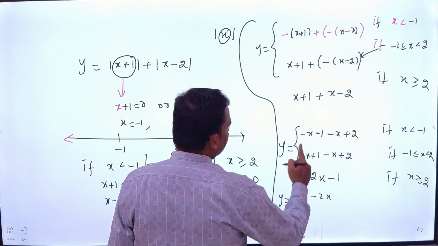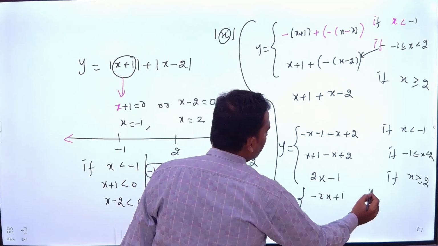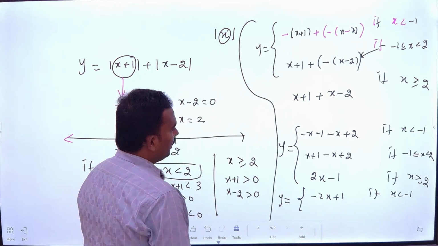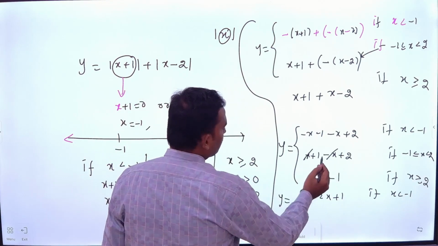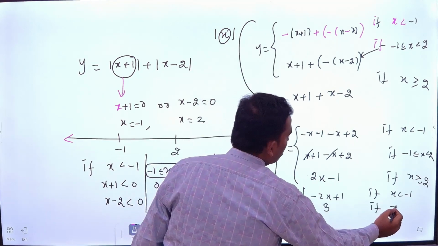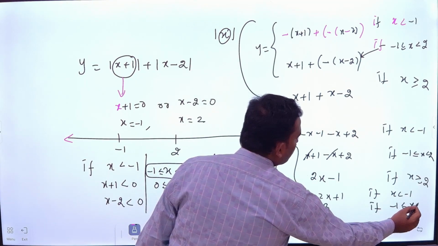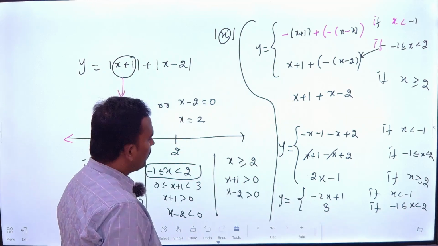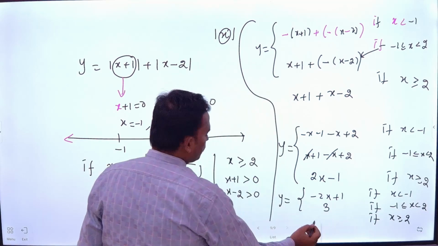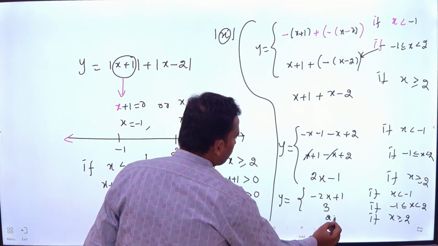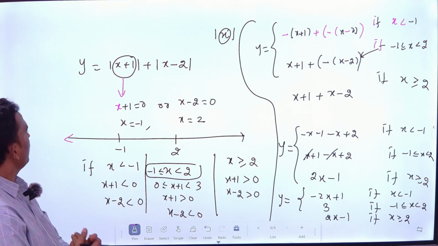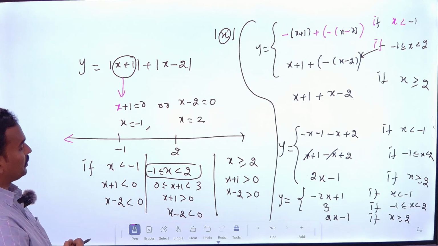Minus 2x plus 1 if x is less than minus 1. And the second thing is minus x plus x cancel, 1 plus 2, it is 3, right? If x is from minus 1 to 2. And the third thing is if x is greater than or equal to 2, you can write 2x minus 1, right? This is the redefined function. Then how to find the range of this function?